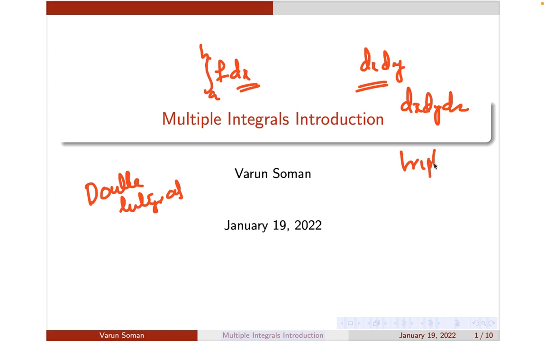All the theory is remarkably similar. So if you know double integrals, you can very well learn triple integrals because it's just an extension only. There is nothing new to learn from here. You only need to know the basics of integration.